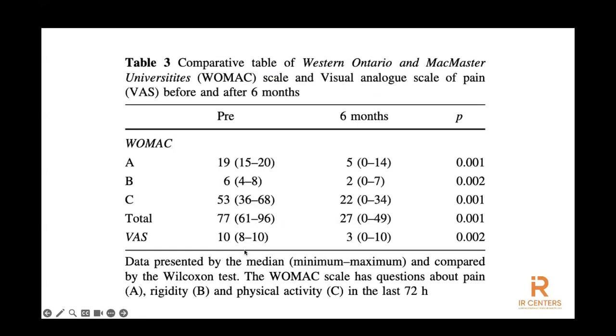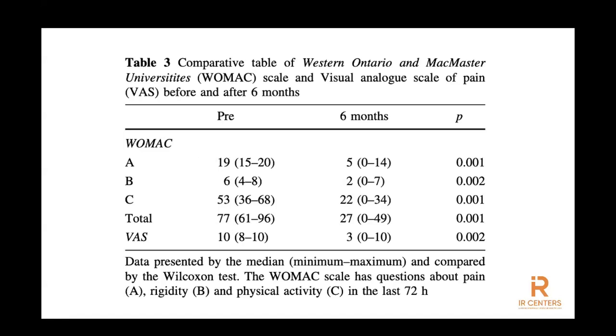This is a slide which has a lot of numbers on it, but I really wanted to show this just to look at these numbers here in the pre and at the 6 months. This word WOMAC is basically a scale we utilize to measure patients' pain and disability and physical function. And the lower the number, the better the patient is. And when you look at the pre-numbers of 19 going to 5, 6 going to 2, and 53 going to 22, or the total score additive of 77 to 27, that's what we inform patients when we talk to them, is that overall, they should expect about a 70% improvement in their pain and an improvement in their function.